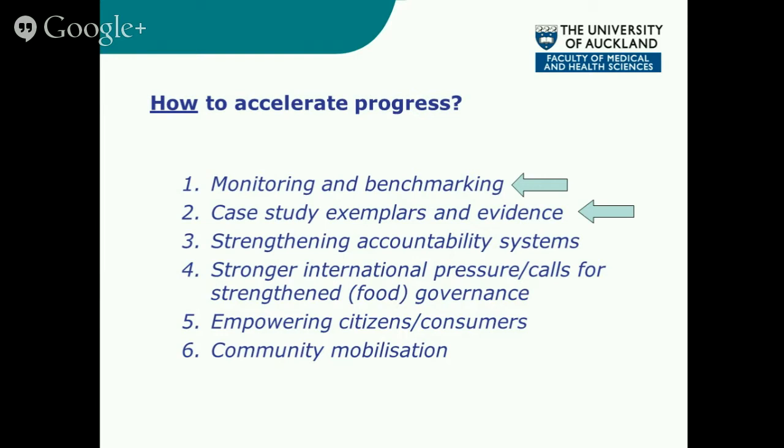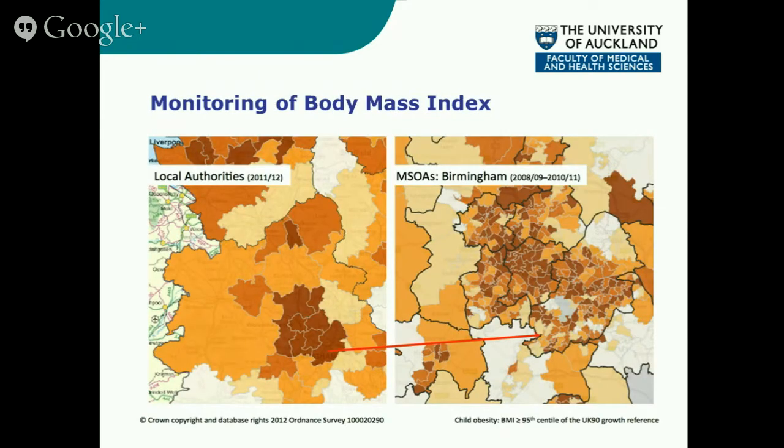So in terms of the first one, good monitoring programs are essential because what doesn't get measured usually also doesn't get acted upon. In terms of monitoring body mass index, one of the best practice exemplars from around the world is a national child measurement program in England, which measures all children in the first and last years of primary school on a yearly basis, so about 1 million children.